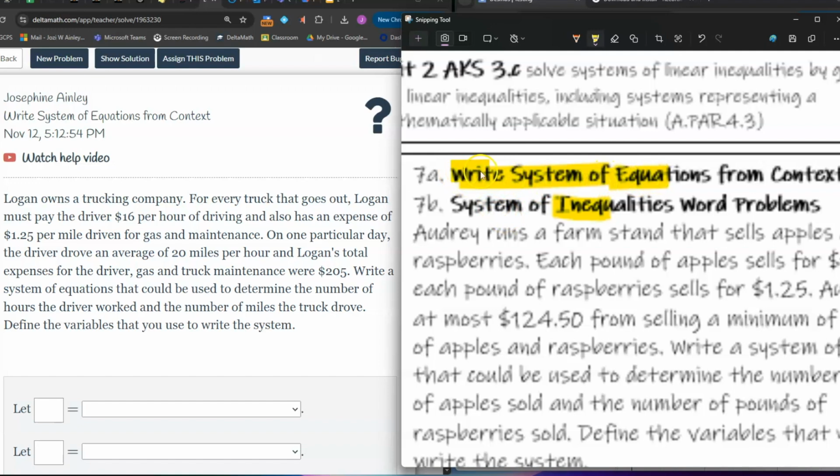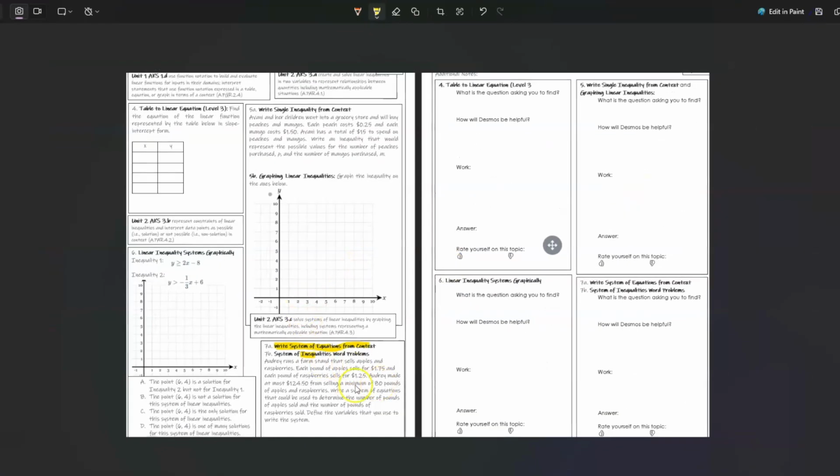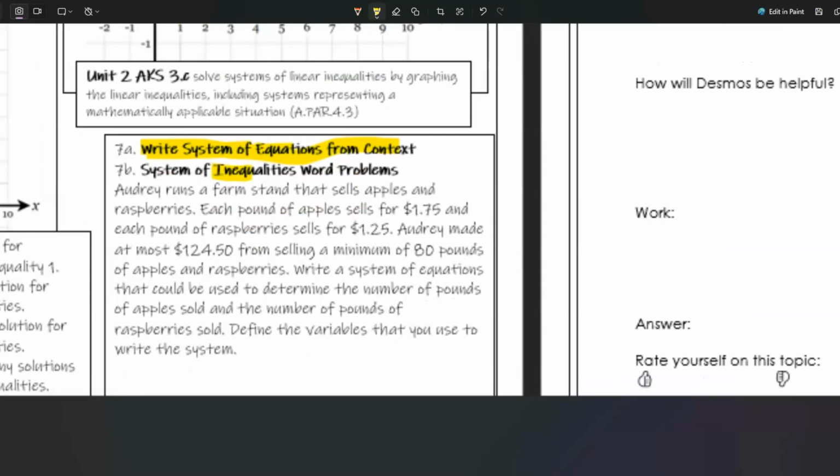So the first one we're going to do is write systems of equations from context. So please pull that up. Remember, this one should have equal signs. Now, there are 3 different questions that you can get. You can get 6 numbers. All right, so let's first see how many we have. So I'm going to do this one right here. How many numbers do I have?